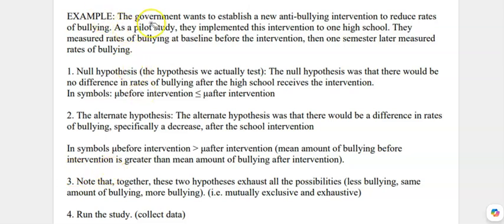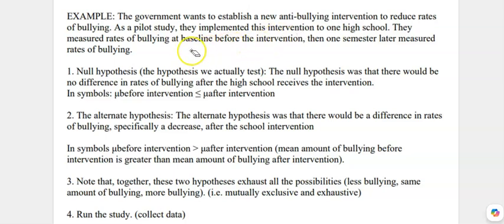So this is one example. The government wants to establish a new anti-bullying intervention to reduce the rate of bullying. As a pilot study, they implemented this intervention in one high school. They measured the rate of bullying at the baseline before the intervention, then one semester after, they measured the rate of bullying again. So now immediately you can find which inferential statistic you can use, because it's the same people, the same high school group, and then they just had that anti-bullying intervention. So you have to know if the anti-bullying intervention is efficient or not, before or after.